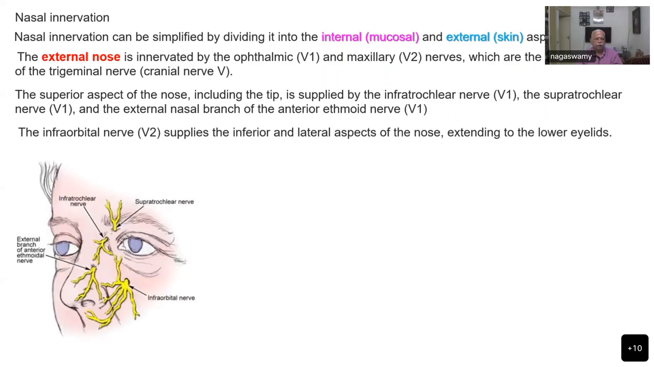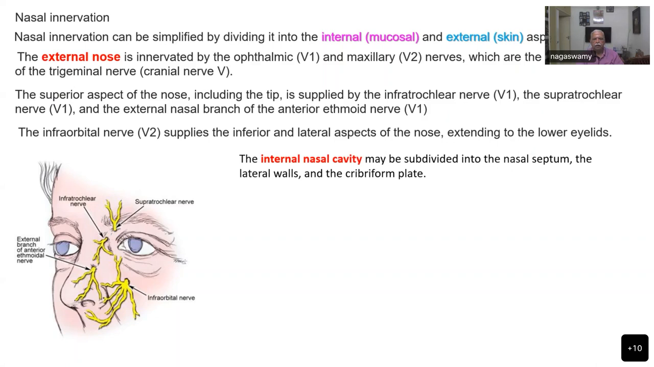So if you see, this is the supratrochlear, infratrochlear. So this area of the nose, this area of the nose, these are all supplied by this external skin also. This is the external branch of the anterior ethmoidal nerve, and this is the infraorbital nerve. So all these are supplying the nose area here. And the internal nasal mucosal cavity is divided into nasal septum, lateral wall, and cribriform plate.